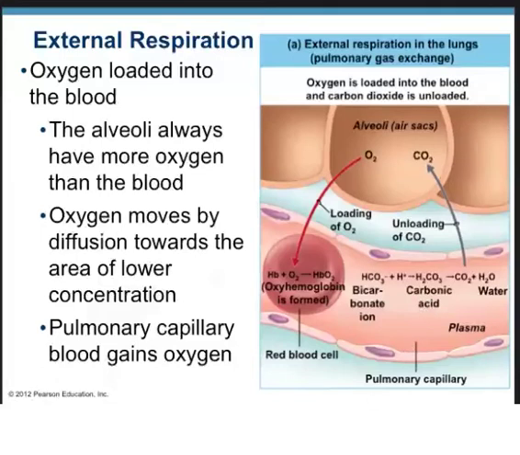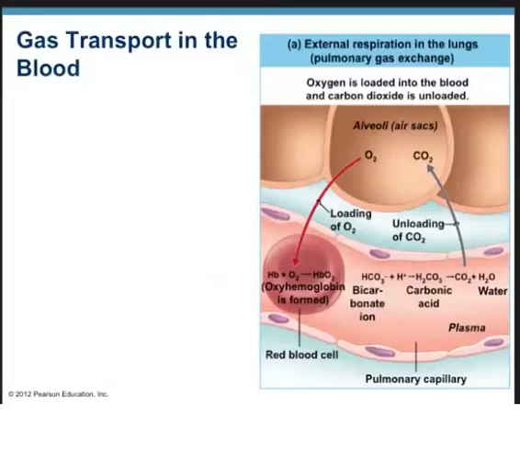So the blood returning to the lungs from the heart is going to have a higher concentration of carbon dioxide than the air in the alveoli. And this is why you can see in this diagram the carbon dioxide diffusing out of the blood while the oxygen simultaneously diffuses in. Pulmonary capillary blood gives up carbon dioxide that's going to be blown off when you exhale, and the blood leaving the lungs as a result is going to be oxygen rich and carbon dioxide poor. That's why it has that bright red color as it returns back to the heart through the pulmonary veins.